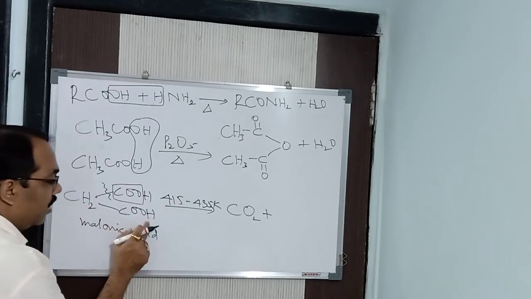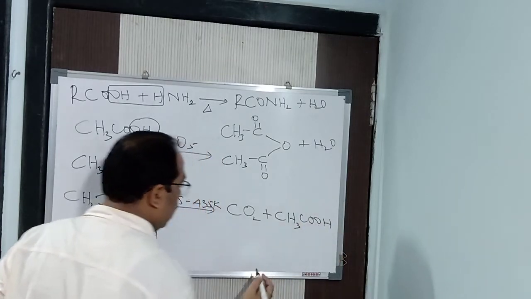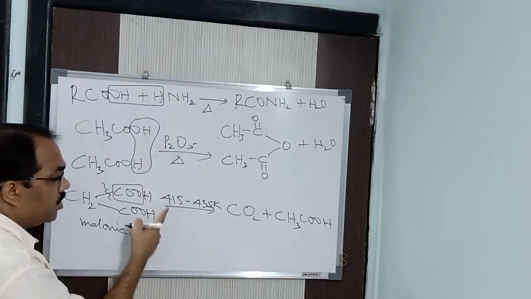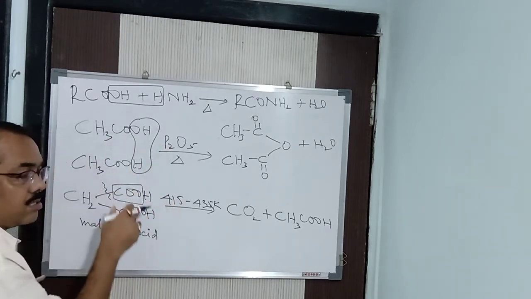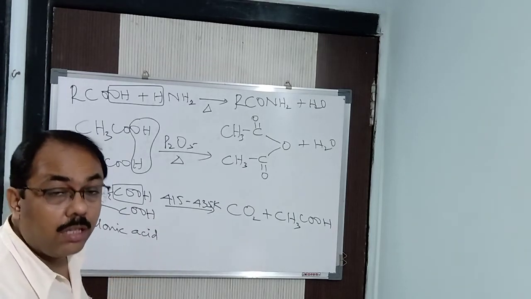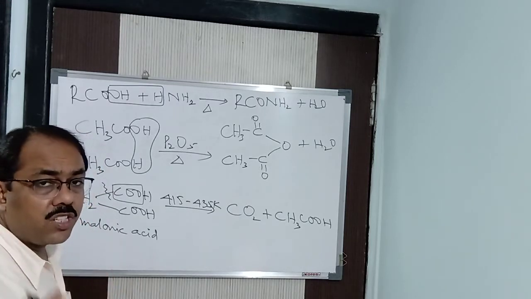CH3, and what I am getting is COOH. So you will be getting CH3COOH. But at ordinary temperature, mind it, on heating with P2O5 at ordinary temperature, what will be happening? Same thing, just like this. One water will be removed and you will be getting malonic anhydride. You will be getting malonic anhydride if you are heating with P2O5 at ordinary temperature.